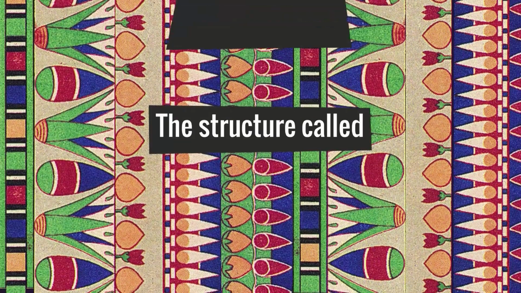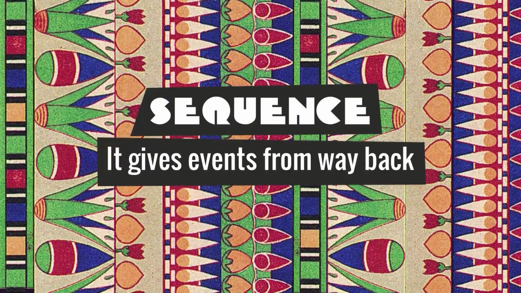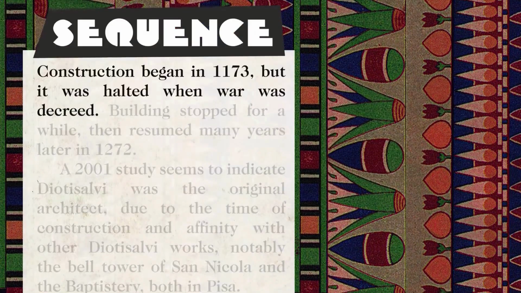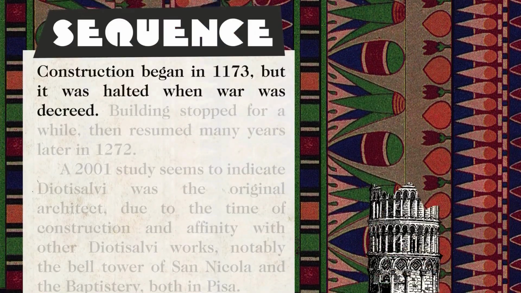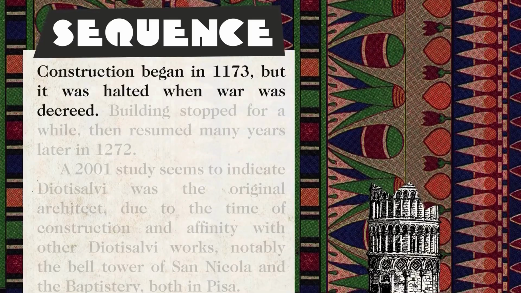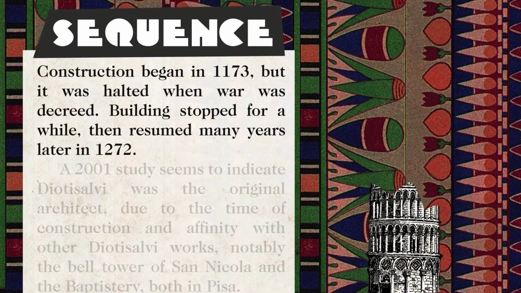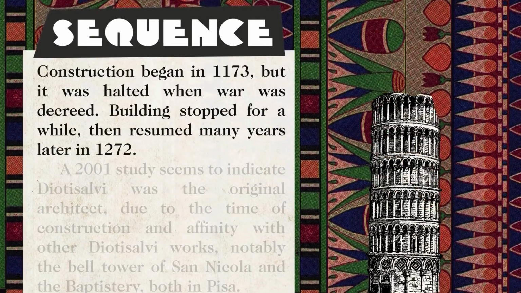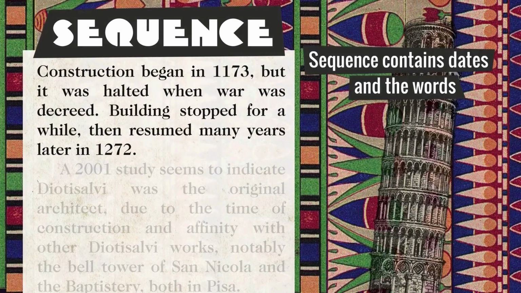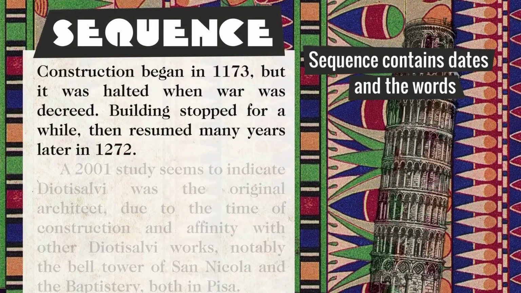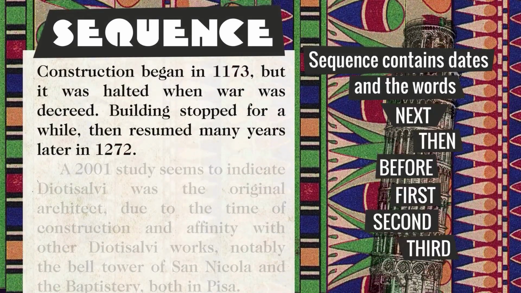Now peep this, the structure called sequence. It gives events from way back to most recent. Construction began in 1173, but it was halted when war was decreed. Building stopped for a while, then resumes many years later in 1272. Sequence contains dates and the words next and before, first, second, and third.